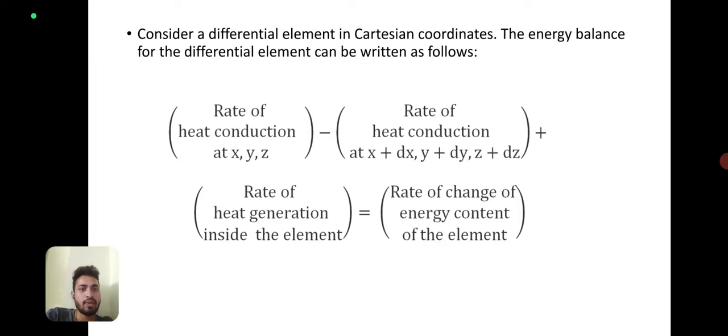First of all, before going to calculate the entire derivation, we will simplify it. First, we will calculate the rate of heat conduction in the different directions. We have taken three directions: x, y and z. After that, we will calculate the heat coming out of the element, the heat conduction at x plus dx, y plus dy, z plus dz planes.